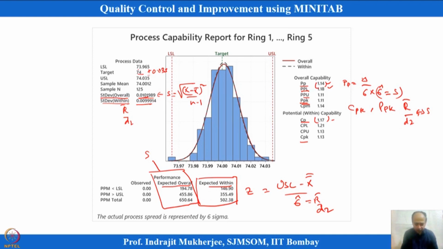So, this is also reported over here in MINITAB. Overall performance and expected performance within, both will be reported, and ppm will be reported over here. Total ppm in this case is around 605 for overall performance, which we can say is a long term performance, as sometimes they write, and this is short term performance what you can see over here.